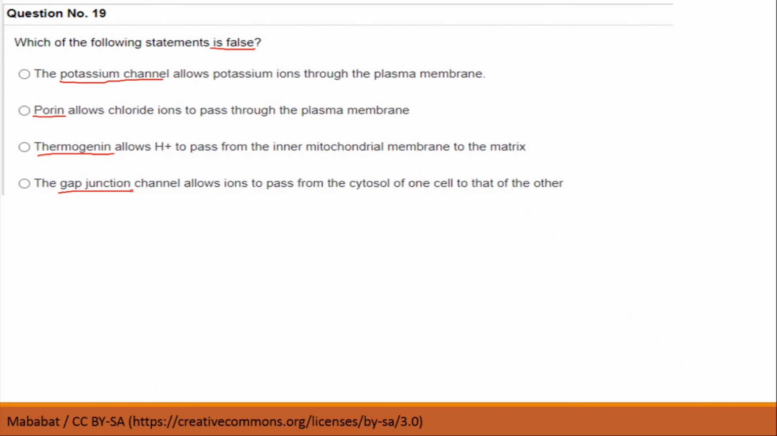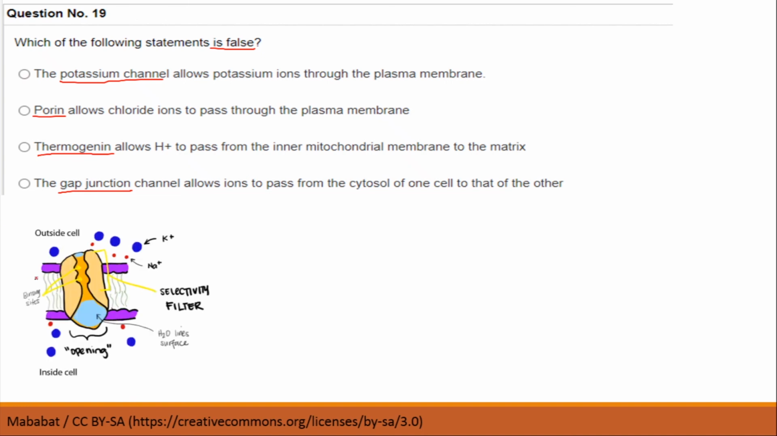Before moving on to find out which of these statements is false, let us first understand each of these ion channels. First one is the potassium ion channel. Now ion channels are pore-forming membrane proteins that allow ions to pass through the channel pore. As we can see in this image, this is a protein called the potassium channel, which is found in the lipid bilayer, and through this your K plus ions can get inside the cell.